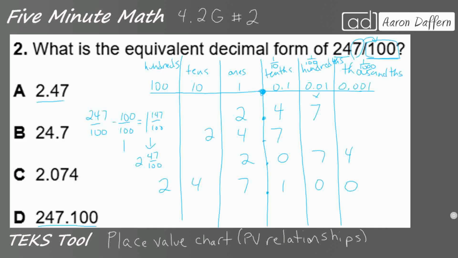So using the place value chart gets you there a little bit quicker, but you can take out 2 different sets of 100 100ths, right? You can take out this 100 100ths for a whole, and that's where the 2 comes from. So our answer is A.